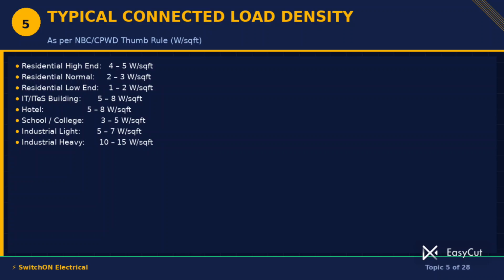Then school or college it is 3 to 5. Industrial light it is 5 to 7. Industrial heavy 10 to 15. This is about the load density for different types of areas.